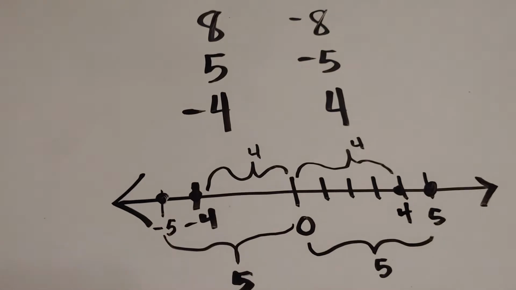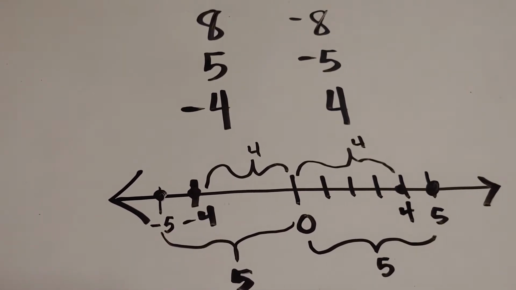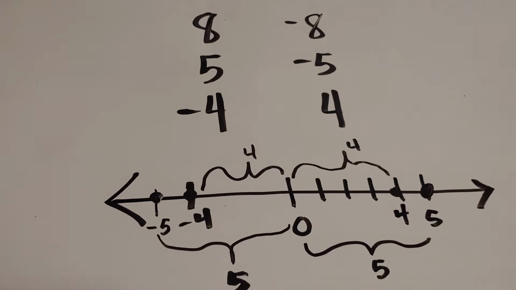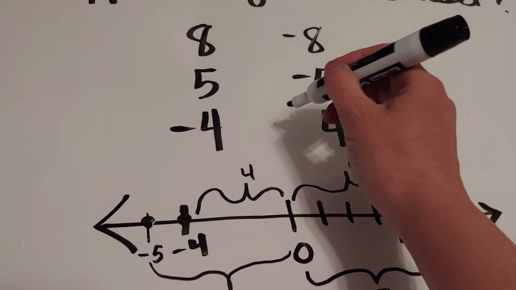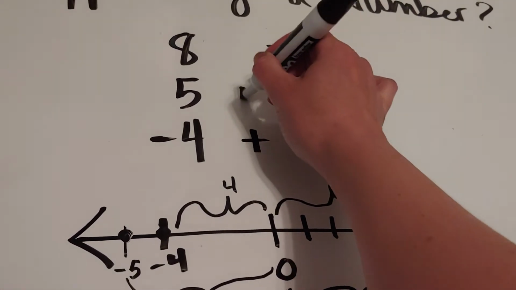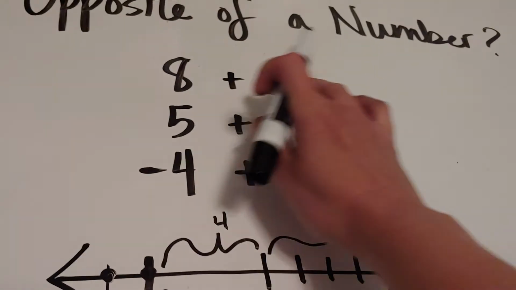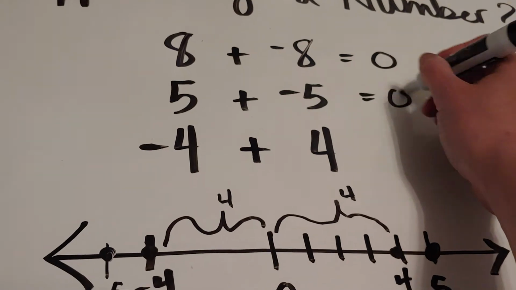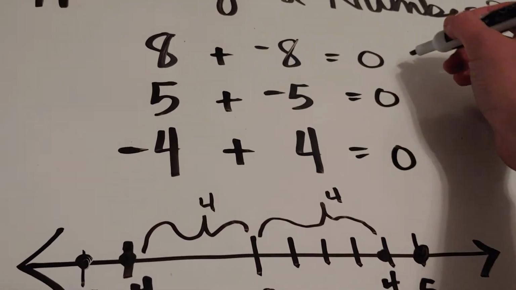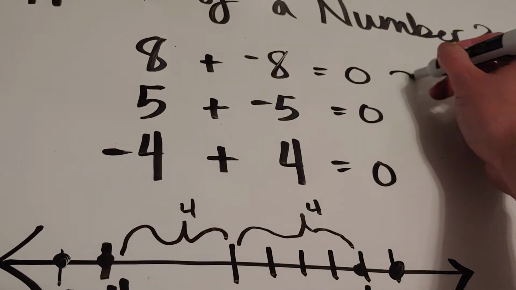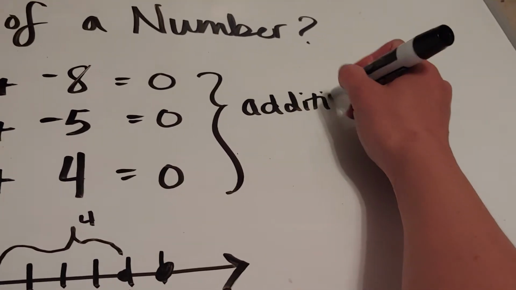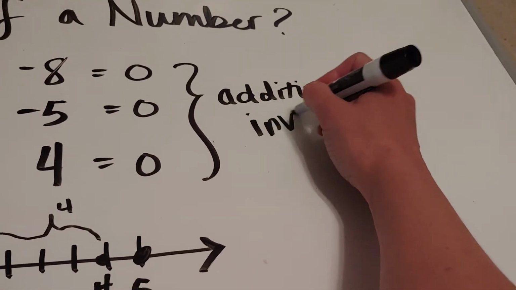The other way to show opposites is that a number and its opposite add up to 0. These are called additive inverses. If I took 8 plus -8, I get 0. 5 plus -5, 0. So opposites are also a way to introduce the topic of additive inverses.